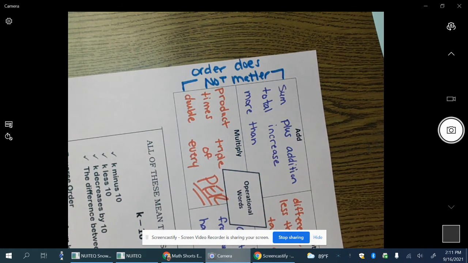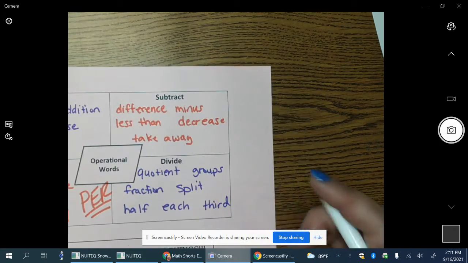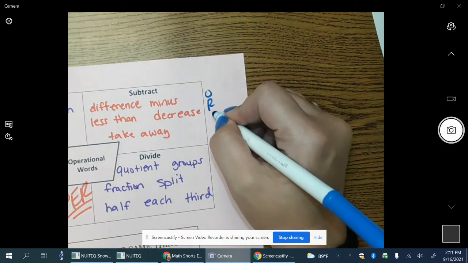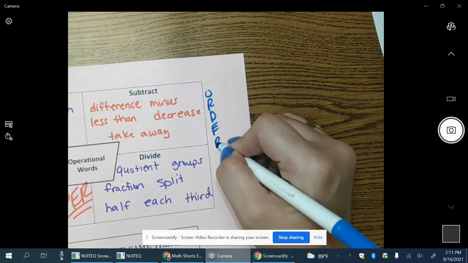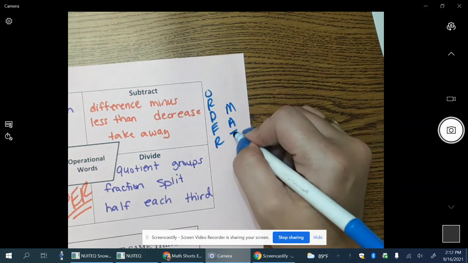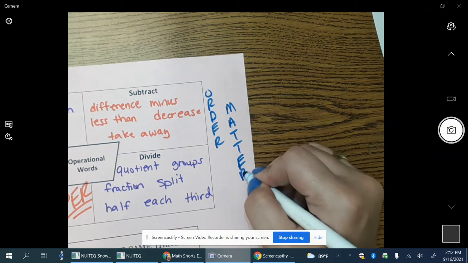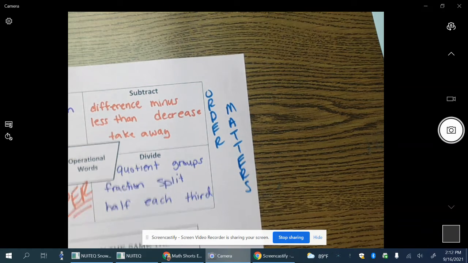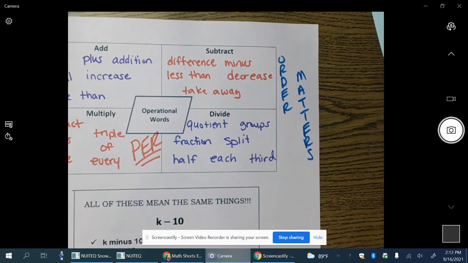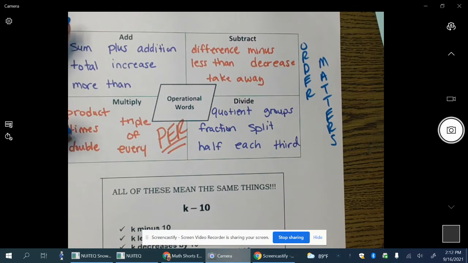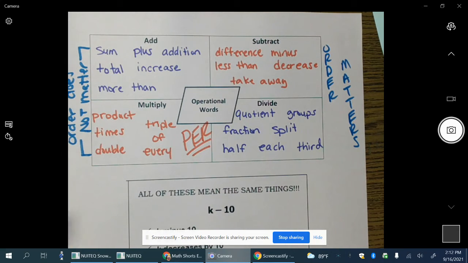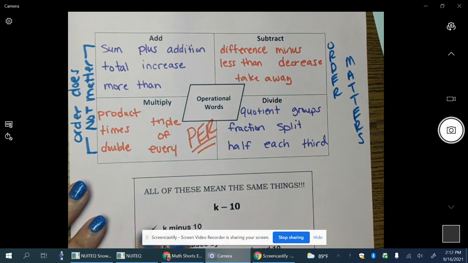Now, when you're subtracting, does the order matter? Yes. When you're dividing, does the order matter? Yes. Okay. Order matters. You have to be very, very, very careful. Order matters when you're dividing and subtracting. Okay? And people always get confused on the subtraction. Division, people don't usually get confused, but subtraction, I don't know why, it really confuses people.